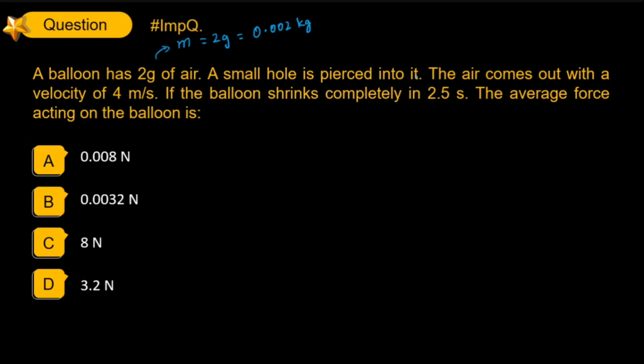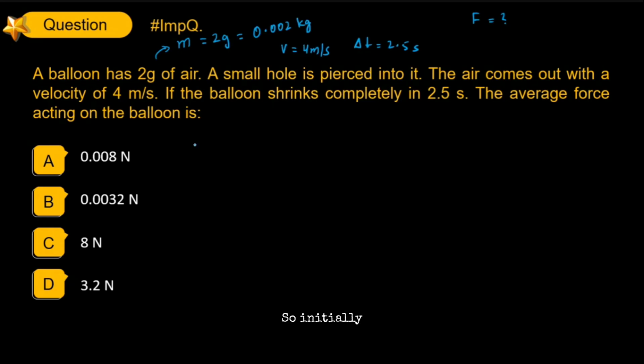So the mass is given. The question says a small hole is pierced into it. Air comes out with a velocity of 4 meters per second. So the velocity of air is also given as 4 meters per second. If the balloon shrinks completely in 2.5 seconds, what is the average force? We have to find the average force, and the time in which that change has taken place is also given. So again, we have to use the second law, that's for sure. But how?